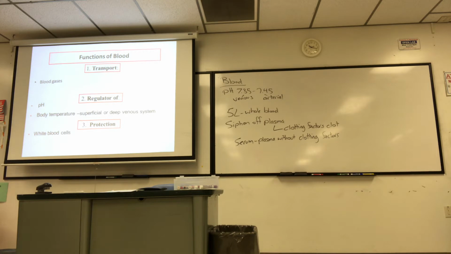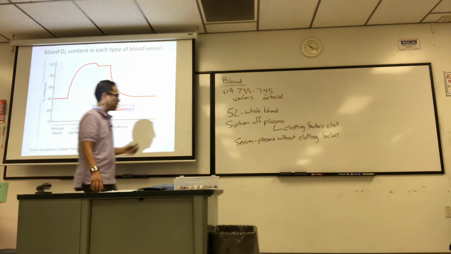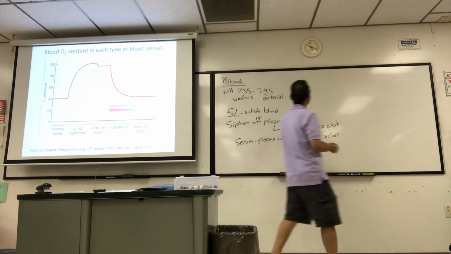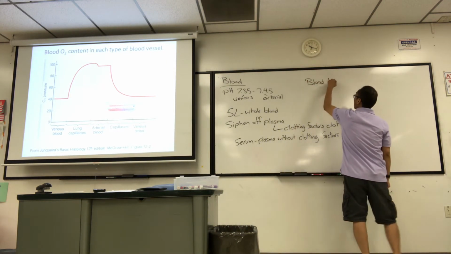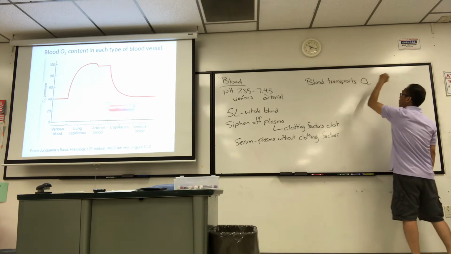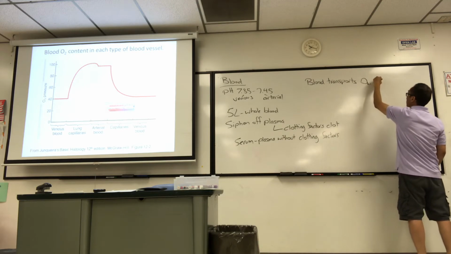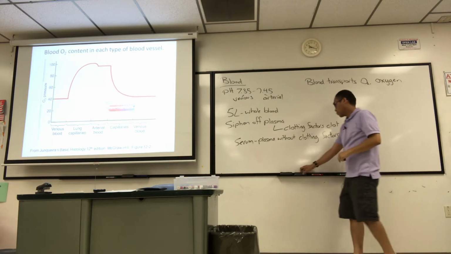But the most important thing, if you take one thing away from today, is that blood transports oxygen. And blood is oxygenated at the pulmonary capillaries, which you know. Okay. That is the most important function of blood. Transports oxygen. That's O2.